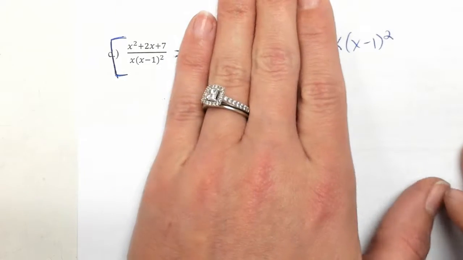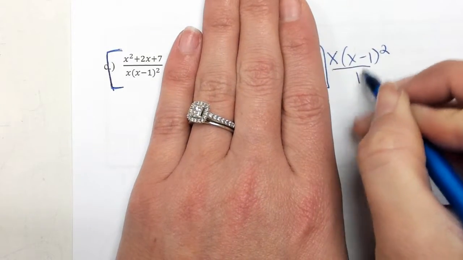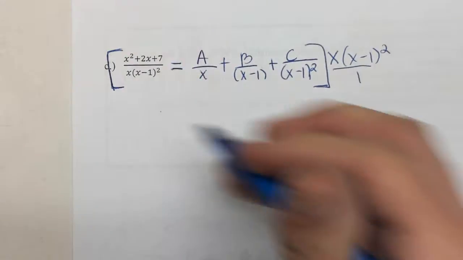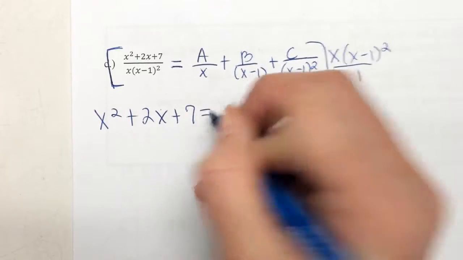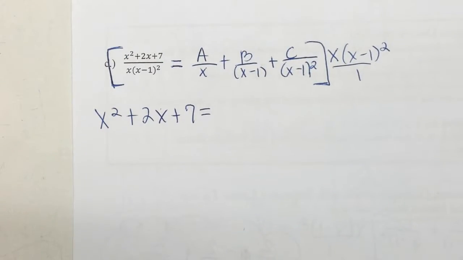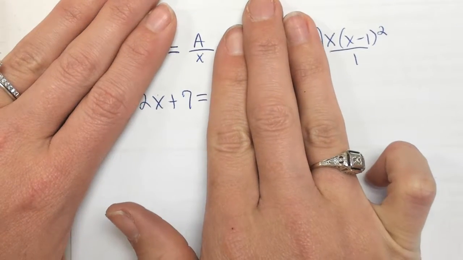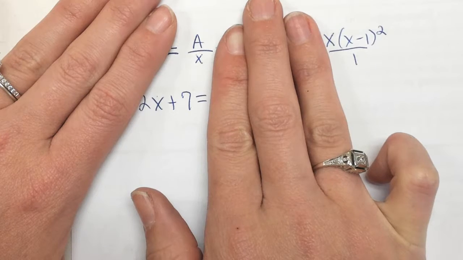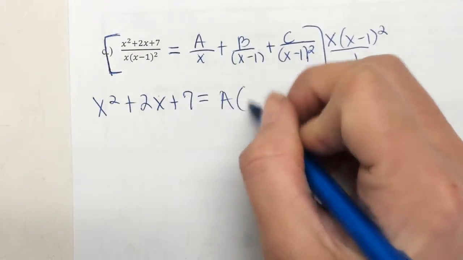Alright, just looking at the first term, what's going to cancel out here? Yes, the top here and the bottom is going to cancel, so we're just going to be left with what? Yes, x squared plus 2x plus 7 equals. Alright, now I'm just looking at this term. What's going to cancel? Just the x. So it's going to be a times what? Good. x minus 1 what? Squared.